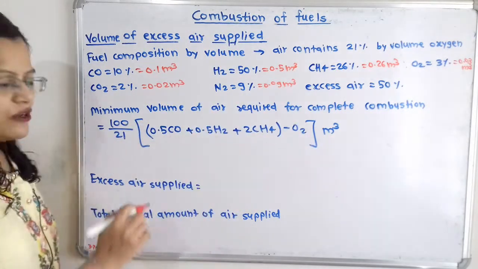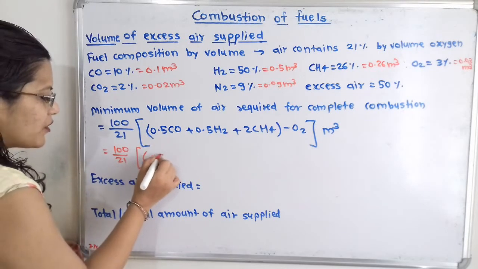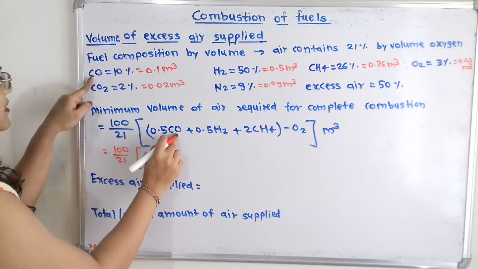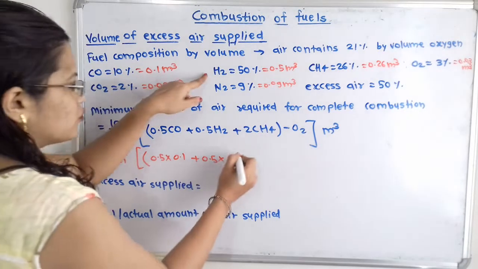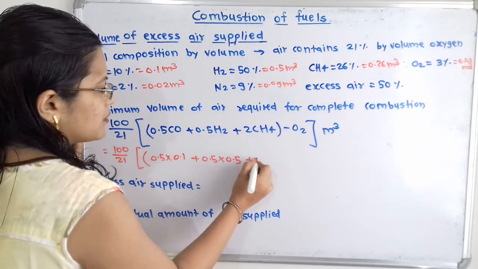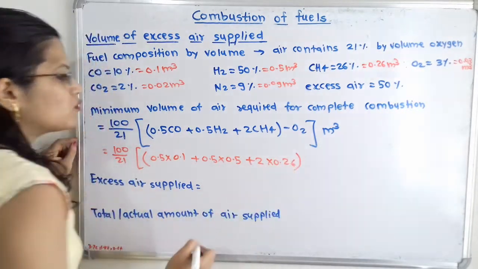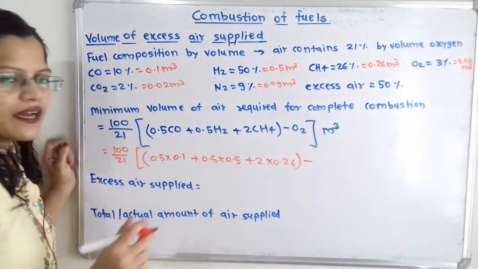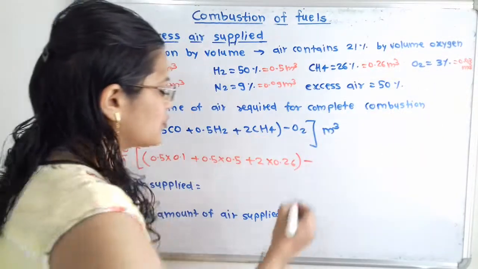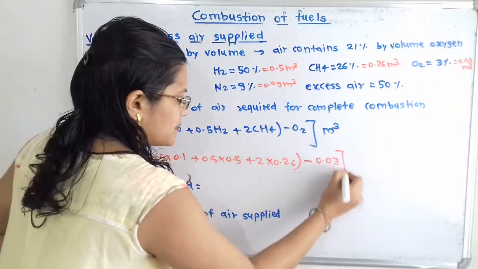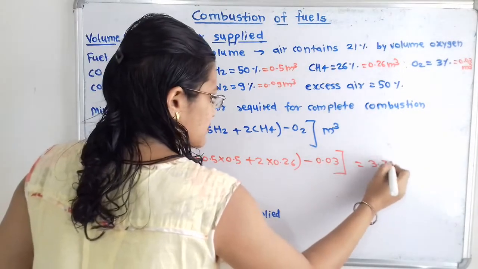Now we will put the values. 0.5 multiplied by CO, that is carbon monoxide, is 0.1 meter cube, plus 0.5 multiplied by H2, so H2 is 0.5 meter cube, plus 2 multiplied by CH4, that is 2 multiplied by 0.26. Now we have to complete the bracket minus O2. Here the amount of oxygen present in fuel is 3%, that is 0.03. So we have to subtract it. Now when we solve this, we will get the answer, that is 3.76 meter cube.